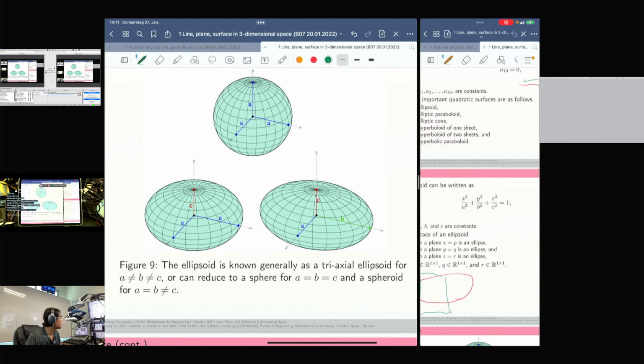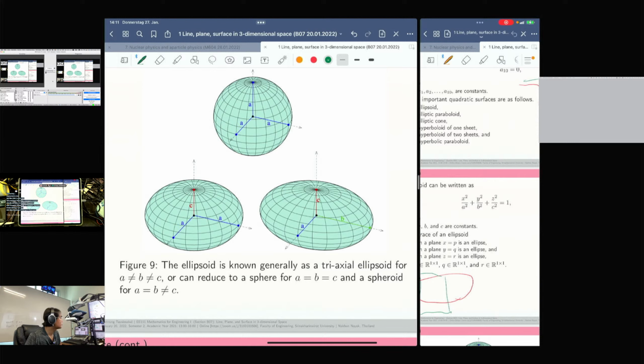Spheroid is a special case of ellipsoid, and sphere is a special case of spheroid. You can say also sphere is a special case of ellipsoid. So, what shape does our Earth belong to?